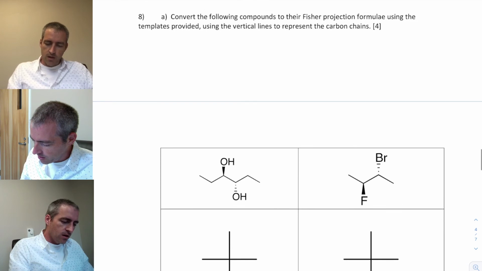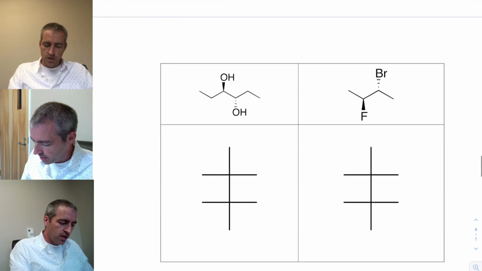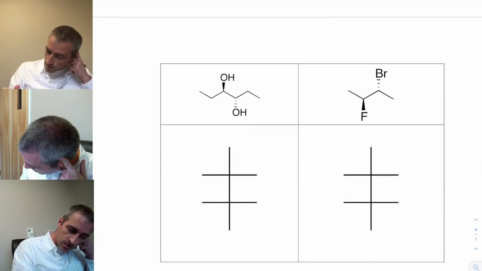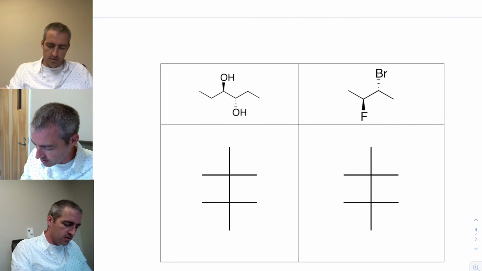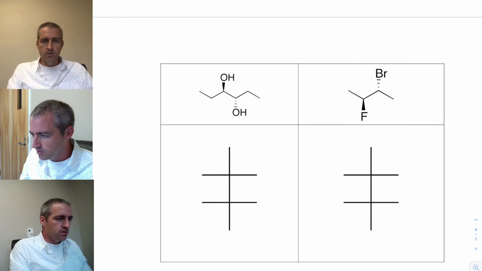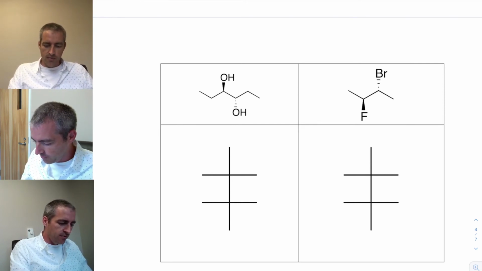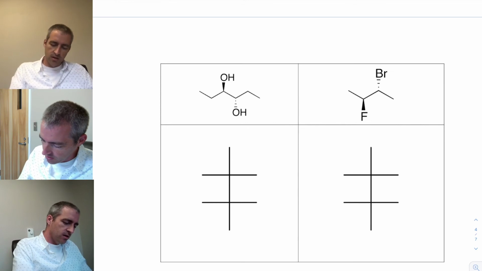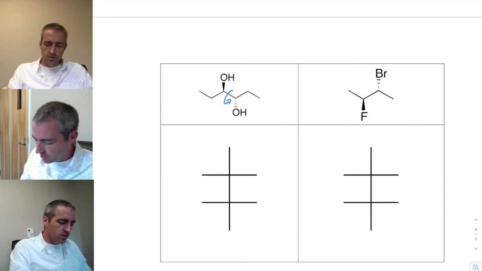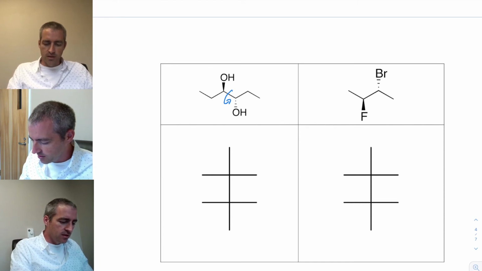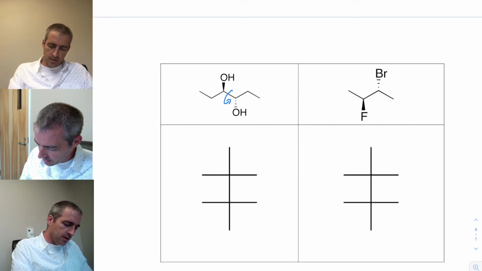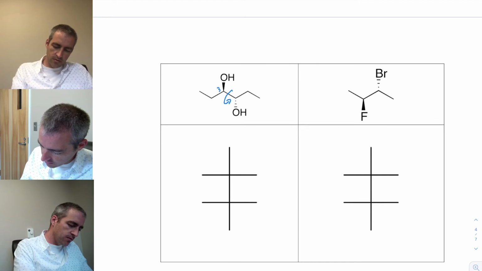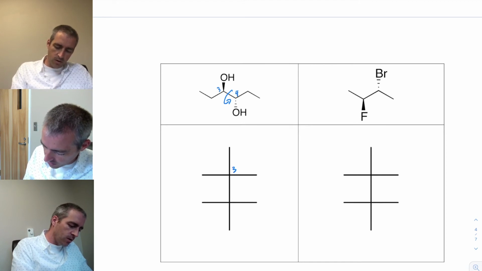Convert the following compounds to Fischer projections using the templates provided. The vertical lines are supposed to be the carbon chains. To make something into a Fischer projection, first we're going to rotate the bond so that the groups are all eclipsed, because this is going to be carbons 3 and 4. That's going to be 3 and 4.